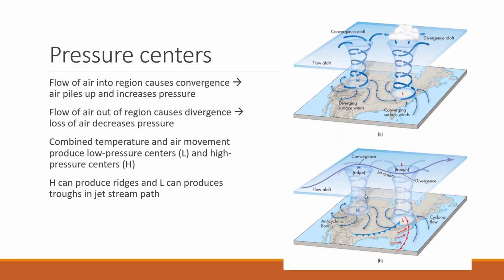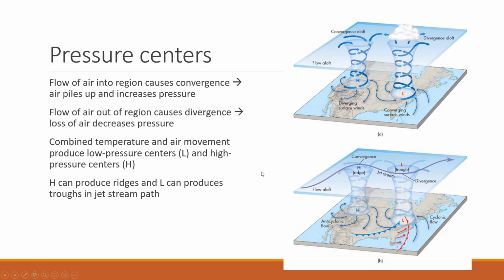So here we can see that we get ridges in the jet stream when we have high pressures and troughs in the jet stream where we have low pressures. So pressure centers are areas where we're going to have air flowing in or air flowing out. So if air flows into a region, it causes convergence. The air will pile up and it will increase pressure. If air is flowing out of a region, that means that we will have a loss of pressure, and so we will have a decrease in pressure.